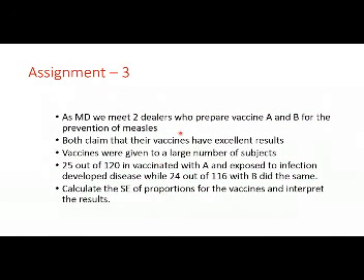Assignment number 3. As medical director, you meet 2 dealers who prepare vaccine A and B for the prevention of measles. Both claim that their vaccines have excellent results. Vaccines were given to a large number of subjects. 25 out of 120 vaccinated with A and exposed to infection developed the disease, while 24 out of 116 with B did the same. Calculate the standard error of proportions for the vaccines and interpret the results.